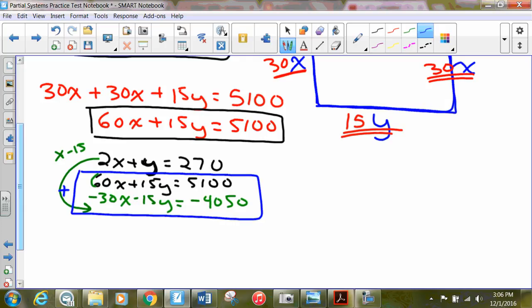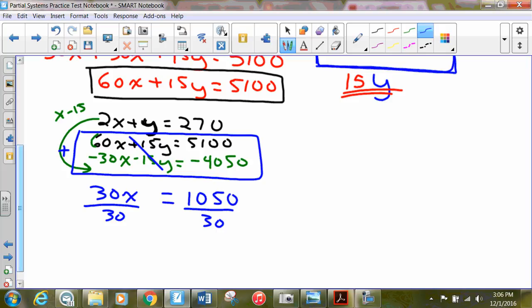And now we're going to use these two equations, and we're going to add. Here we go. 60x plus negative 30x is 30x. And then 15y minus 15y is gone, eliminated. We're going to bring down the equal sign, and we have 5,100 minus 4,050, and that gives us 1,050. And now we're going to divide both sides by 30, and so we get x equals 35. So that means the two sides of the yard, the widths of the yard, are both 35 feet in length.